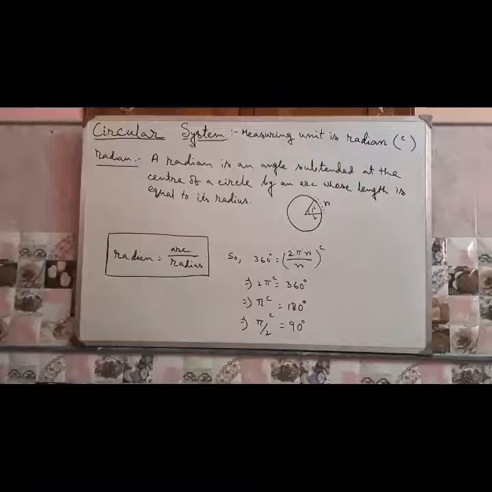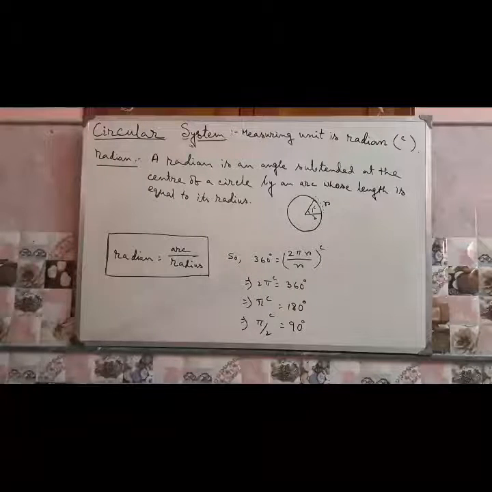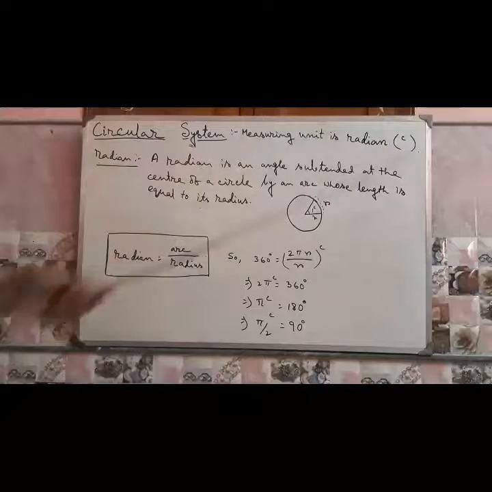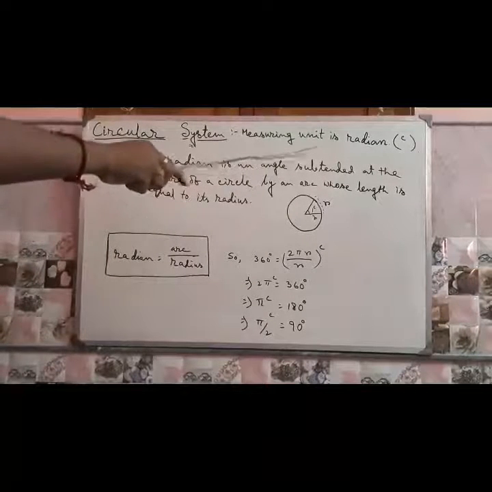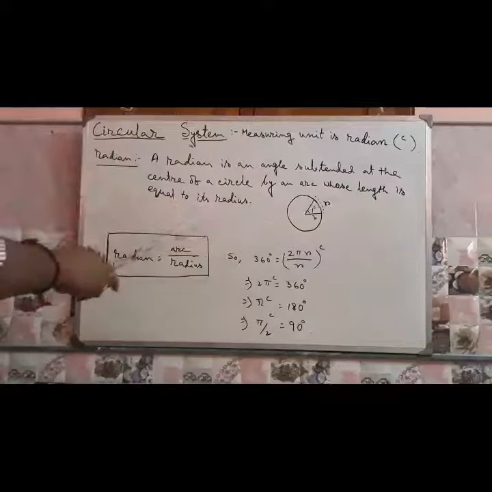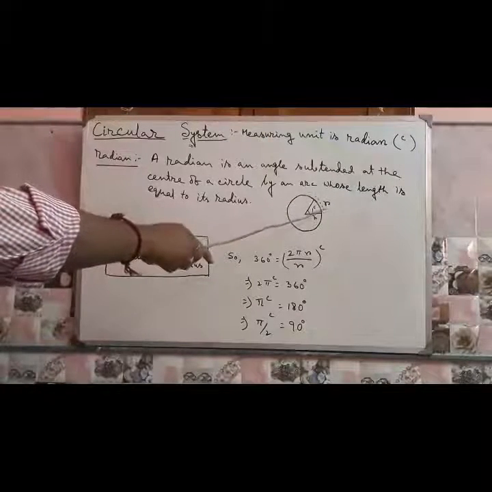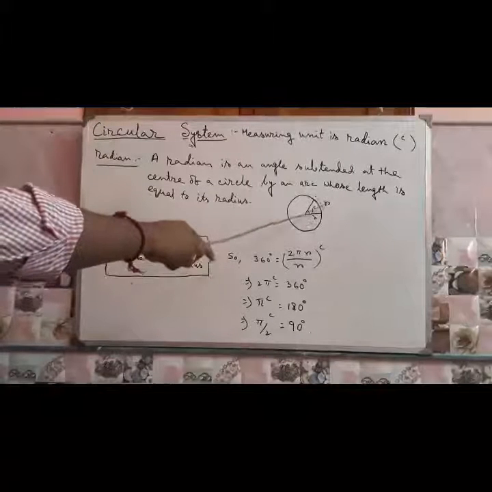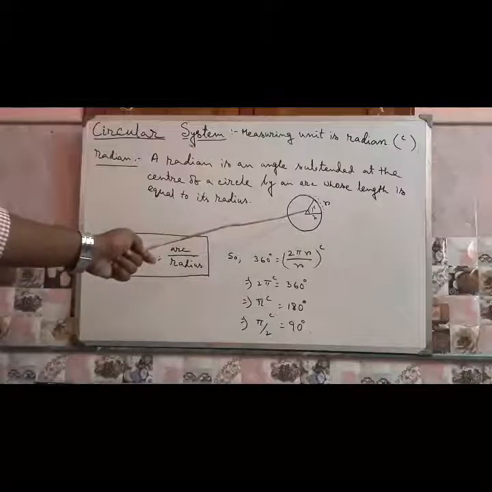The next system to measure an angle is the circular system. Here the measuring unit is radian. It is denoted by the symbol c at the power. What is a radian? A radian is the angle subtended at the center of a circle by an arc whose length is equal to its radius. You see here, it is a circle. Here the arc length is equal to the radius r. So r by r, that is 1. That is, the angle is 1 radian.